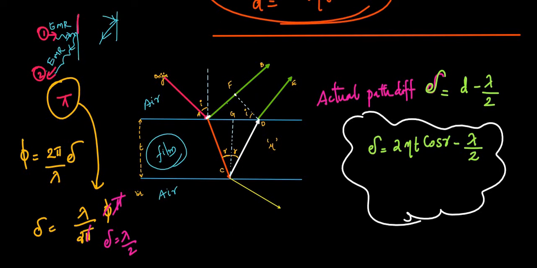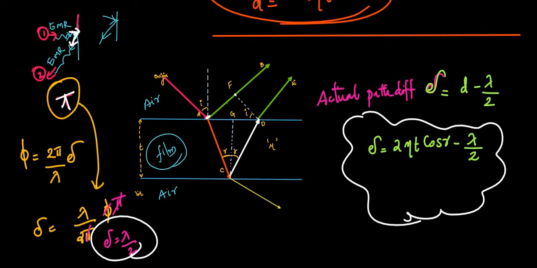So there will be a phase change of pi between the incident ray and the reflected ray. Corresponding to the phase change of pi, we have the path difference lambda by 2. That's what this lambda by 2 is. So this is the actual path difference between these two rays.